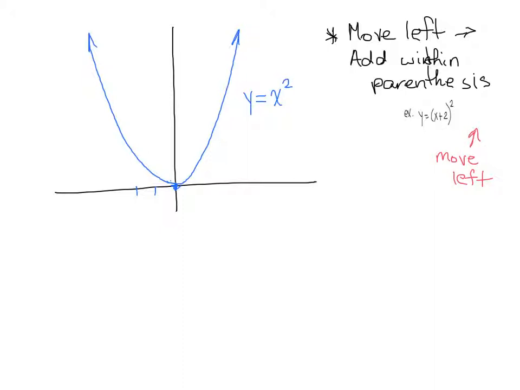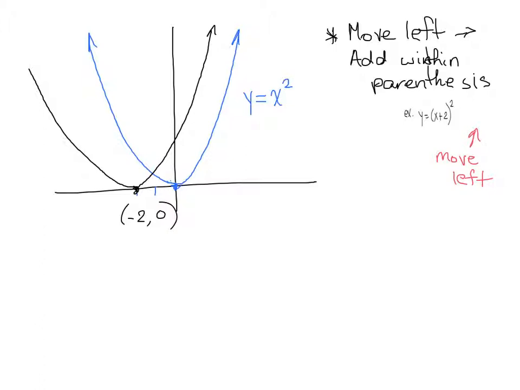All right, so the new graph would look like this. This is just a very rough sketch, but the vertex is the thing that I want to show you has changed. So now the vertex of our new graph would be negative 2, 0. We could do this again. We could move the graph right if we want to.